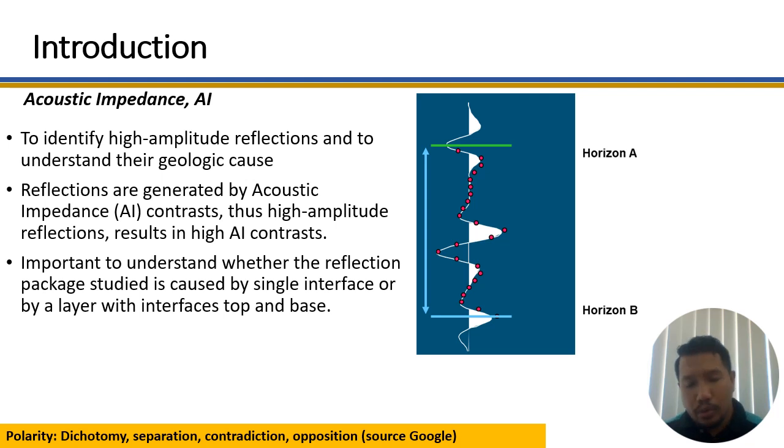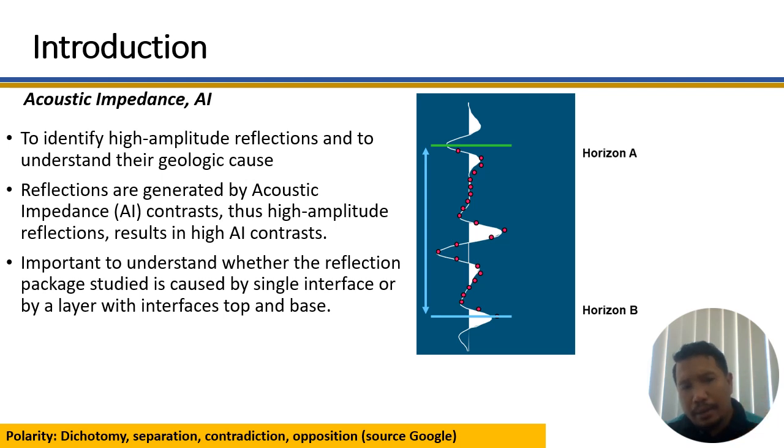So we go a little bit on introductions. So why are phase and polarity very important? Before we go a little bit further, we need to understand the behavior of the amplitude reflection. Basically, high amplitude reflections on seismic images are caused by a strong contrast in acoustic impedance, or AI. AI is a measure of how easily a sound wave can travel through a material. To identify high amplitude reflections, geologists can look for bright areas on seismic images, and they can also measure the amplitudes of reflection and compare them to the amplitude of other reflections on the image.